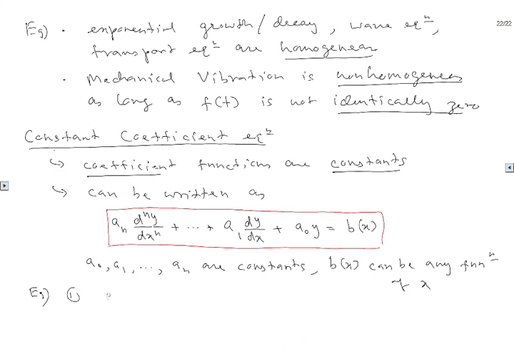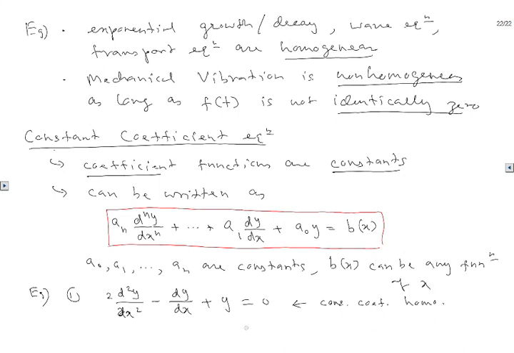Example 1: 2 d squared y over dx squared minus dy over dx plus y equals 0. So this is a constant coefficient homogeneous equation. Why homogeneous? There's a 0 in here.